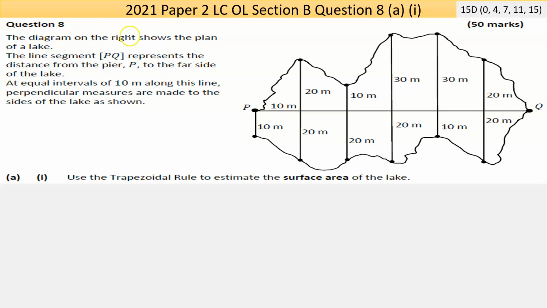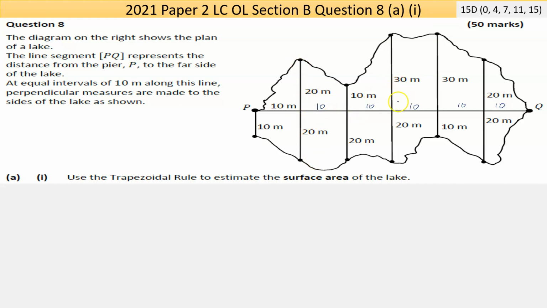It says here the diagram on the right shows the plan of a lake. Okay, so this is a lake. The line segment PQ represents the distance from the pier, so this place here, to the far side of the lake. And they're calling that Q. And equal intervals of 10 meters. So it's 10 here, 10, 10, 10, 10, 10. In equal intervals of 10 meters along this line, perpendicular measures are made to the sides of the lake as shown. So it's just showing you the distance from the central line to the lake at 10-meter intervals.